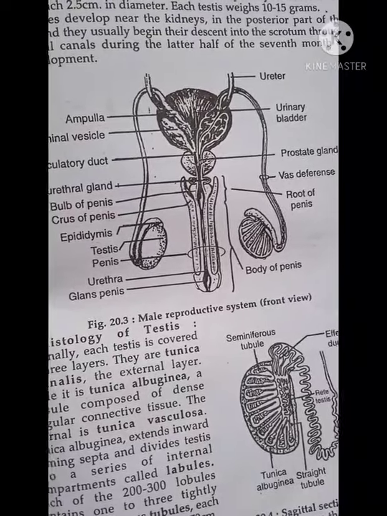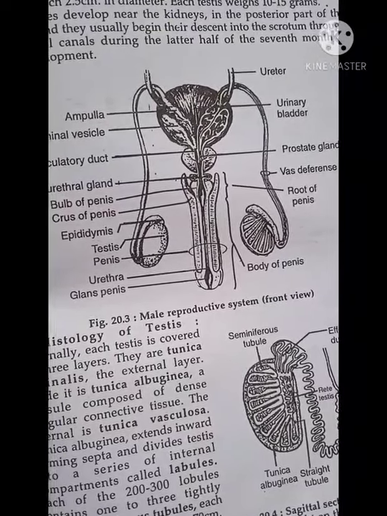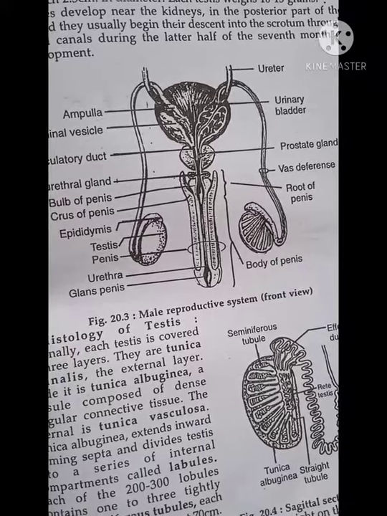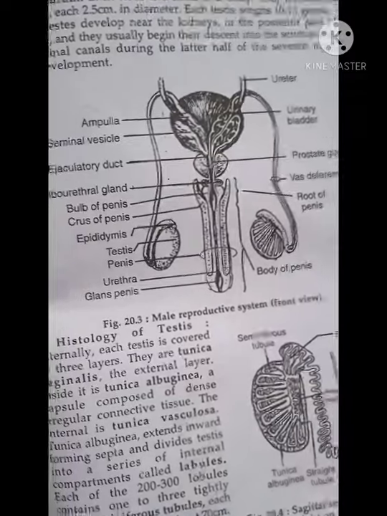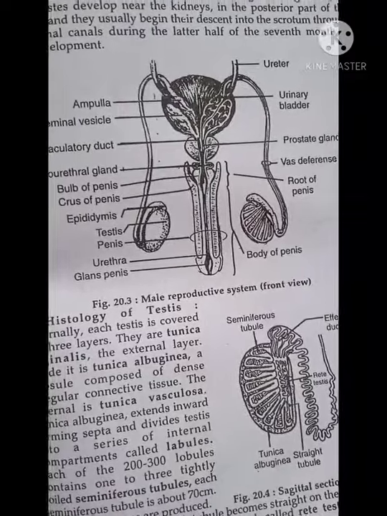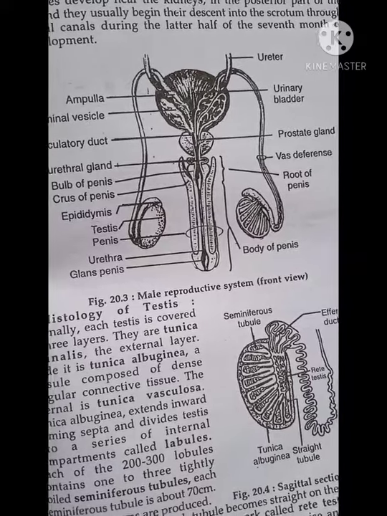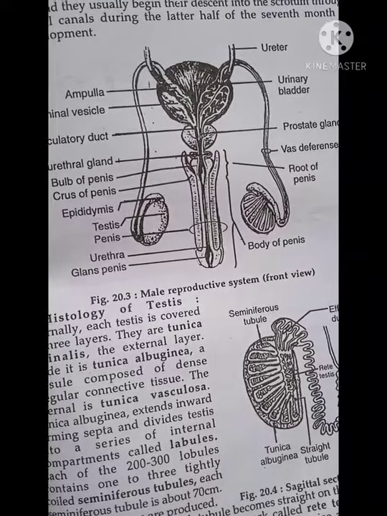These glands secrete alkaline fluid with fructose, citric acid, amino acid, and secretion of these glands mixes with sperms and forms the semen. So first about the seminal vesicle.